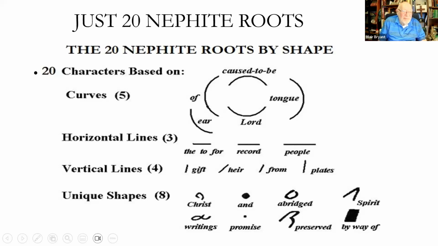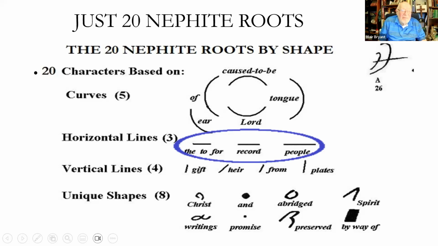Similarly, here, for example, with a straight line, it's all 3 of them. The people record. I'm not sure you're seeing it.